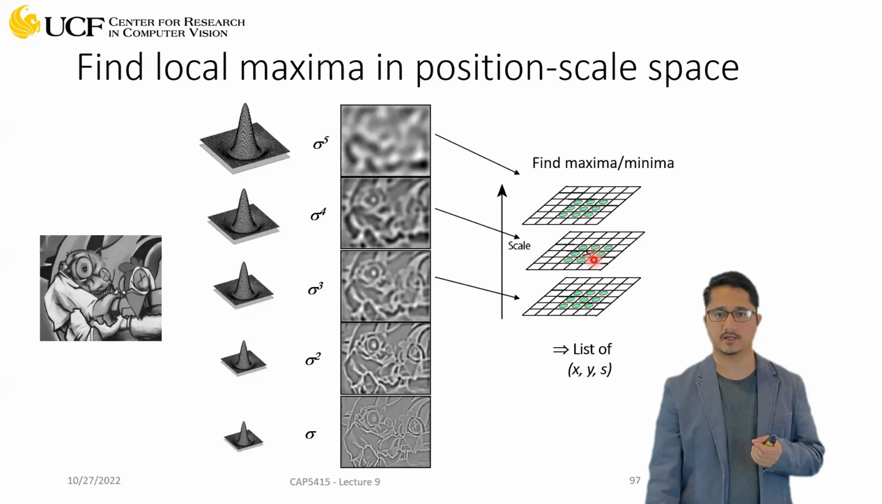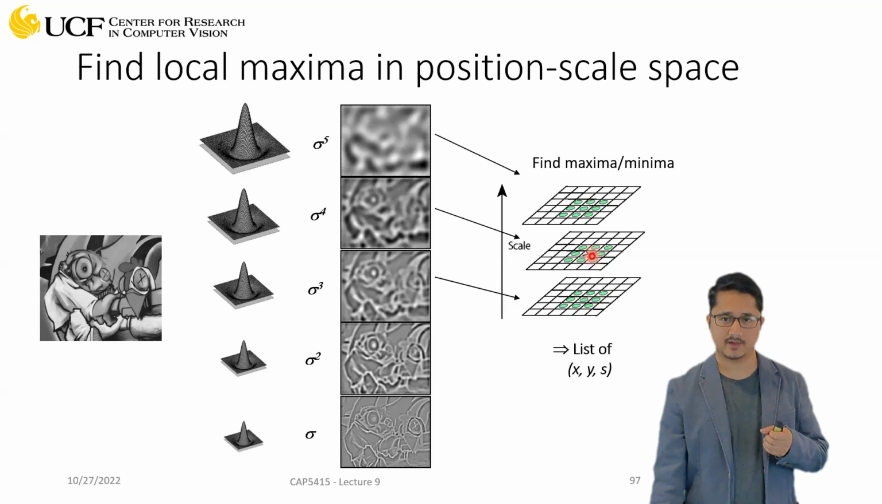And you will just record the XY location of that pixel. And you will also record which scale it was coming from. For example, for this pixel, if it is, let's say, maxima or minima, we'll have the XY location for this pixel and we'll have scale as 4. That's the third parameter. And this is all we need.